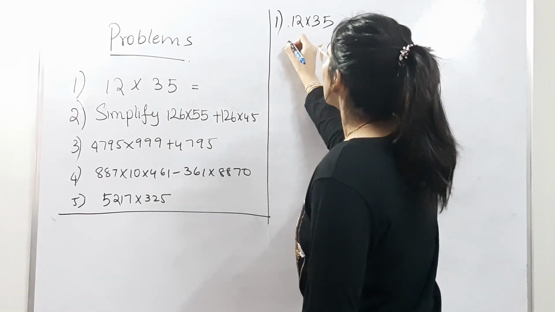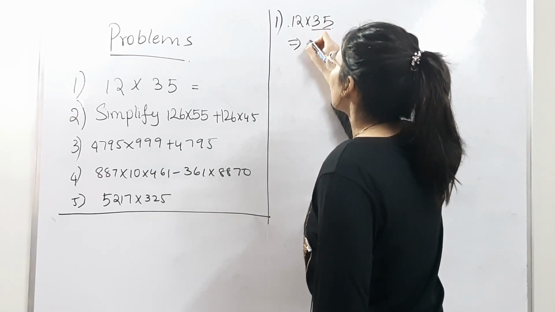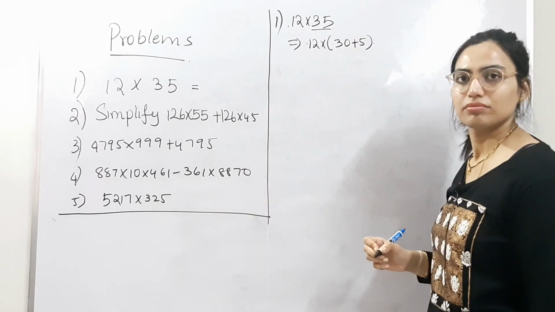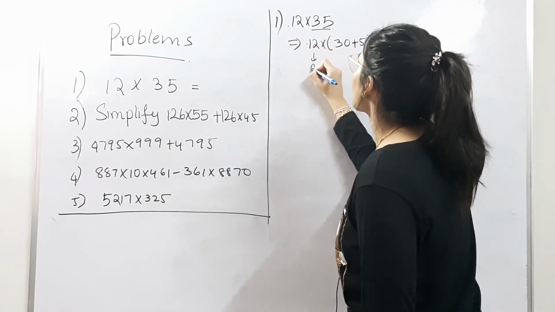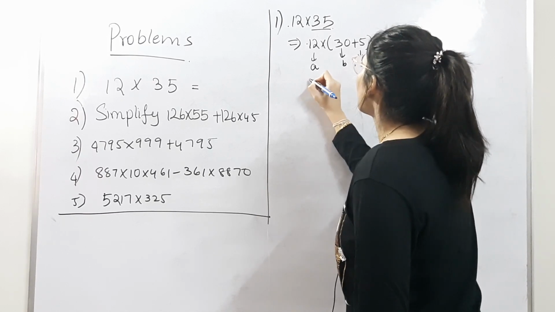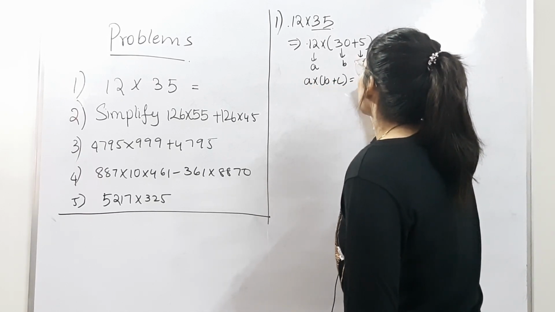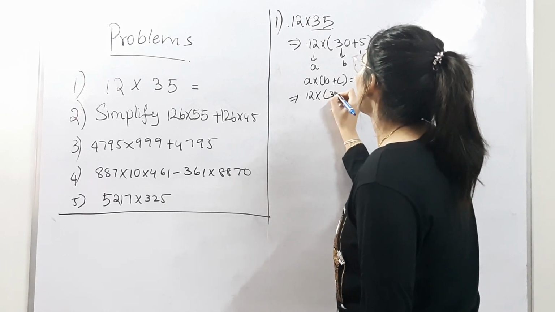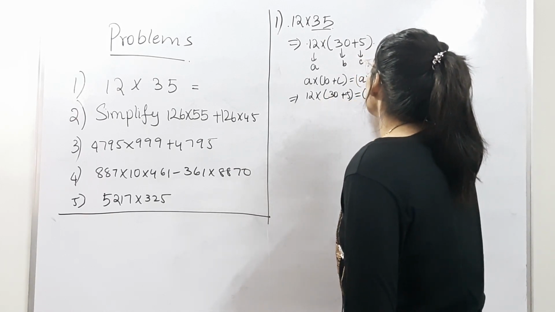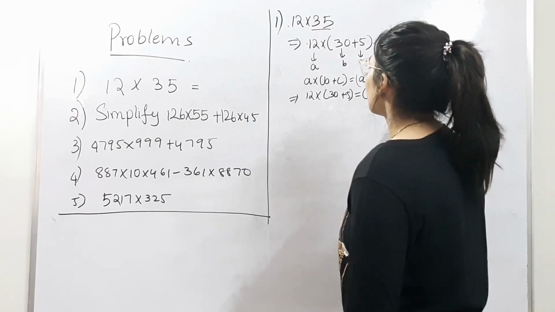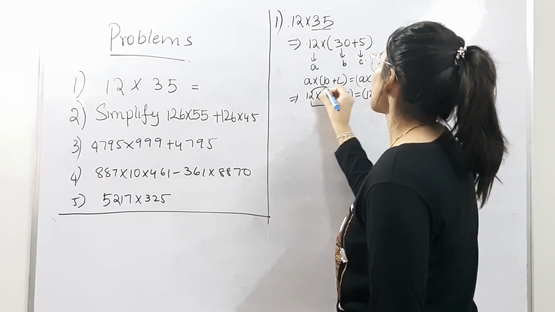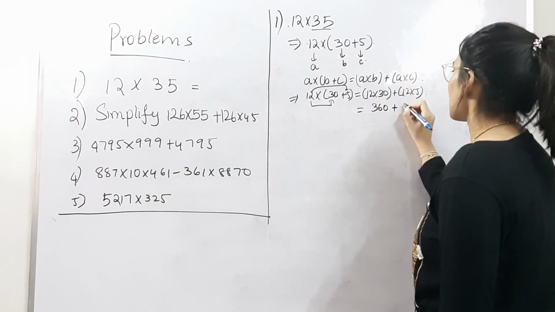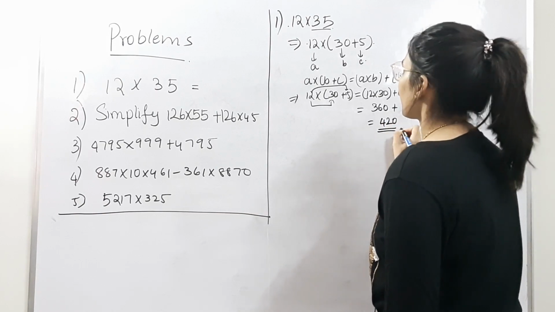So 12 into 35. How can you write 35? You can write 35 as 30 plus 5, right? So using the distributive property, this is A, this is B, and this is C. We know that A into B plus C is equal to A into B plus A into C. So 12 into 30 plus 5 is nothing but 12 into 30 plus 12 into 5. I have just distributed this first and then this, and then added. So it is nothing but 360, since 12 3s are 36 into 10, plus 60. So the answer is 420.